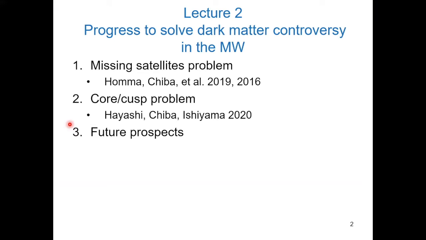So there are several issues in the dark matter model and observation. There's tension. One of them is the missing satellite problem and the core cusp problem. And here I'd like to show some of our recent work which tried to solve this paradox. And lastly, I'd like to show future prospects. So the title is Progress to Solve Dark Matter Controversy in the Milky Way.